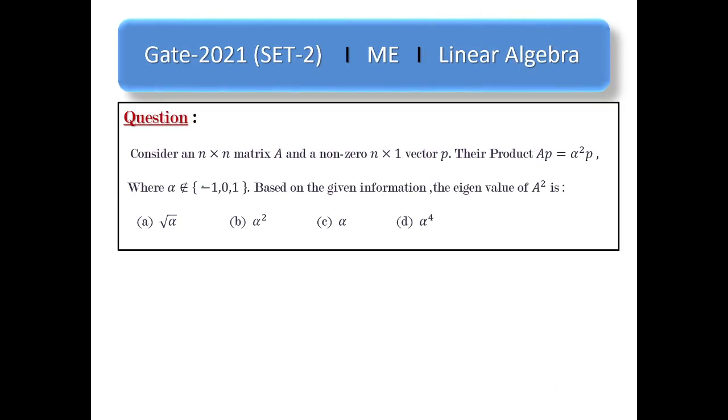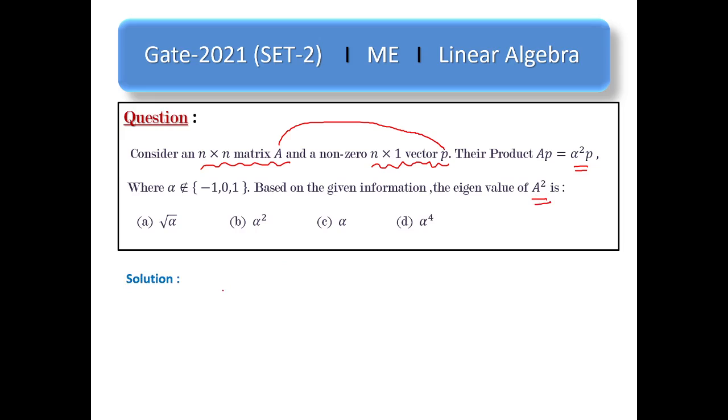Consider an n by n square matrix A and a non-zero column vector P of order n by 1. Their product, A into P, has the value alpha square into P. This is given, and alpha does not take the values minus 1, 0 and 1. Based on the given information, what is the eigenvalue of the matrix A square?